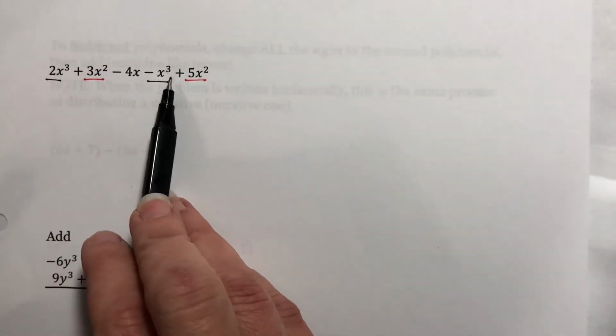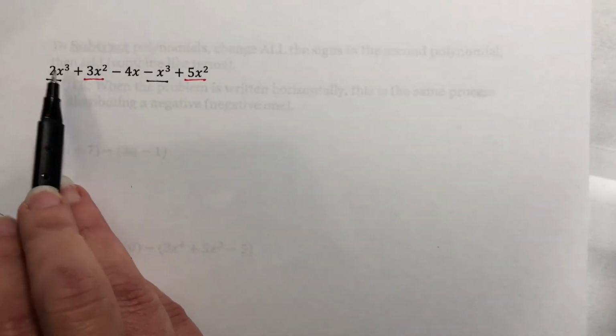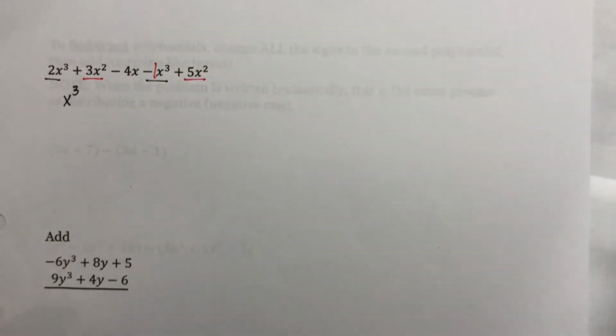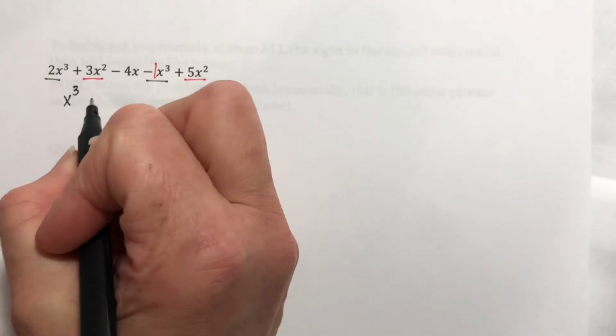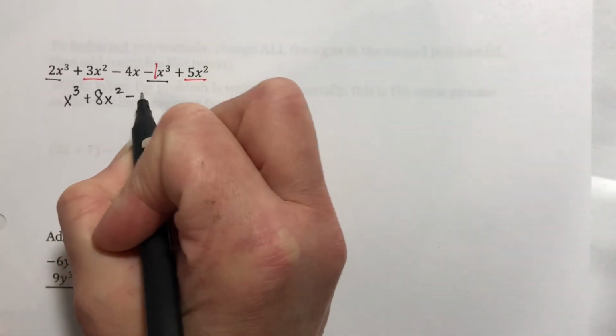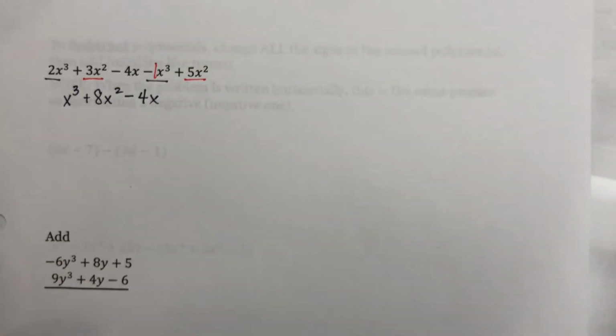Okay, so I want to start with my largest exponents, which are 3's. So I have 2x cubed minus, that's a 1x. So that gives me 1x cubed, and we normally don't write the 1 because mathematicians are lazy. Okay, now add your square terms. 3x squared plus 5x squared is going to be 8x squared. And then we have to remember to bring down the minus 4x. And that's your answer.